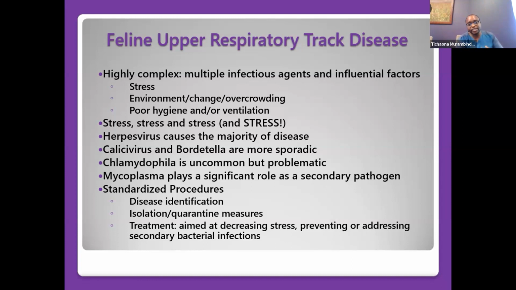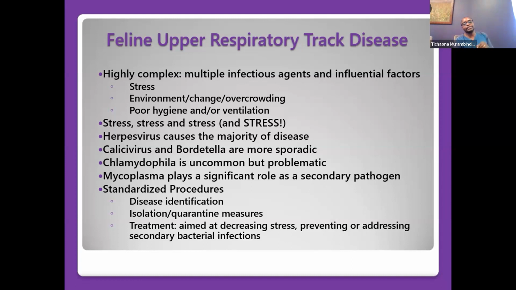Currently in the shelter, we have cases that we suspect are highly likely to have Chlamydophila felis, and on treatment we are seeing some improvement in them. Then Mycoplasma is always there. It just takes advantage of the weak. It plays a role as a secondary pathogen, so it takes advantage of something that is happening with the animal, and then it affects the animal.